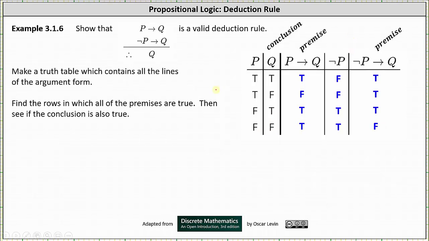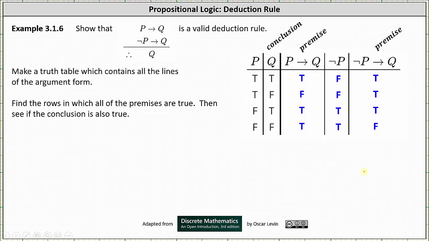And now we need to find the rows in which the premises are true and then see if the conclusion is also true. If the conclusion is true when all premises are true, we have a valid deduction rule. If the conclusion is not always true when all premises are true, we do not have a valid deduction rule.